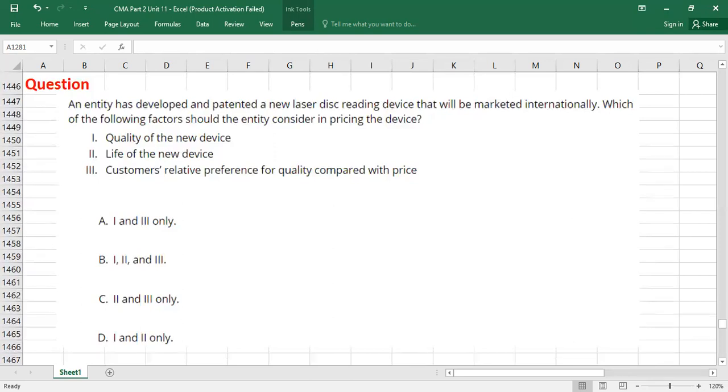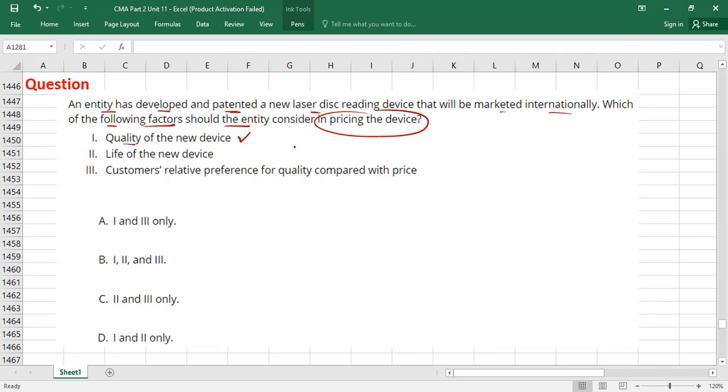For example, an entity has developed and patented a new laser disc. They have developed the laser disc and got the patent for it, and it will be marketed internationally. They want to sell this disc internationally. Which of the following factors should the entity consider in pricing the device? They're asking which factor you should consider while setting the price of this device internationally. So you should consider the quality of the new device. Sure. You should check what the quality of this product is, right?